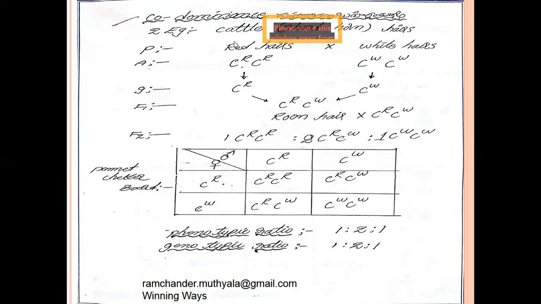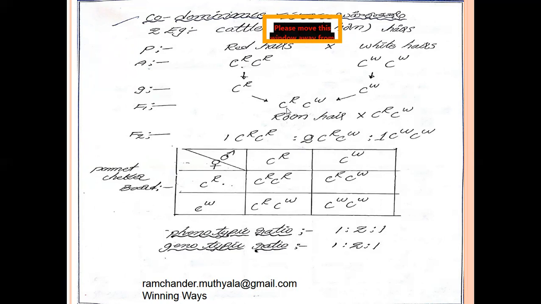Parental cattle contain the C^R gene. C means cattle, R means red hairs. C^R C^R is one parental cattle. Another parental cattle is C^W C^W with white hairs. These are in homozygous condition. These are crossed to form the F1 generation.